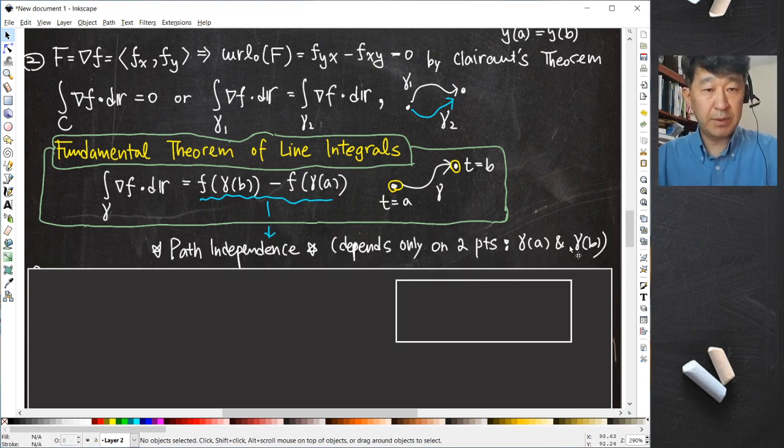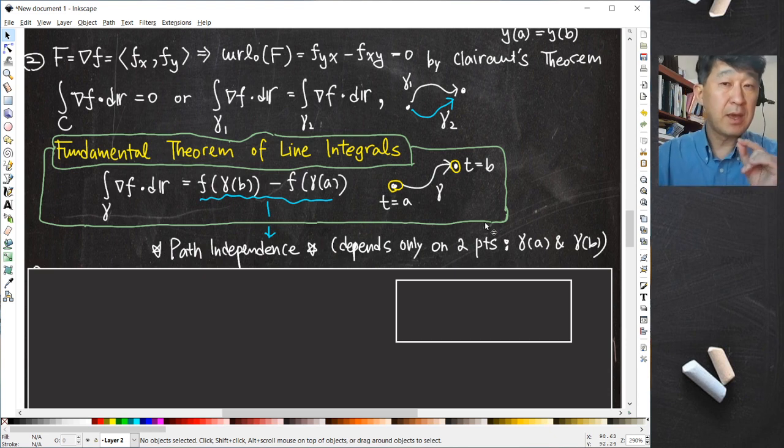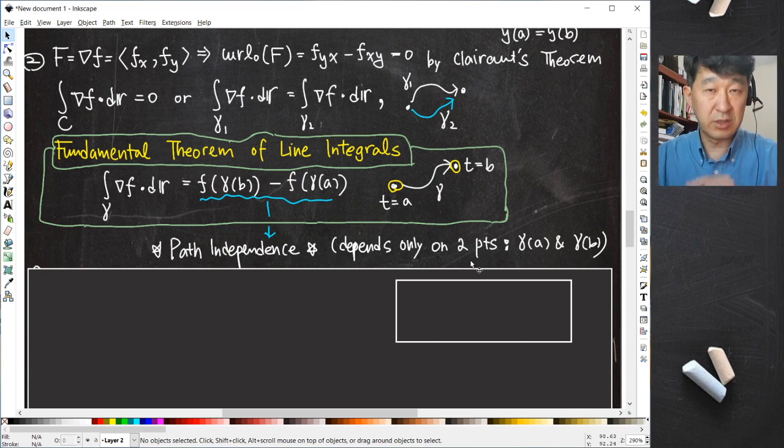They named this property path independence. It kind of makes sense. It doesn't matter what kind of path you choose, as long as you have the same beginning and end point, then the value of the line integral will remain the same all the time, as long as your vector field has the property of vanishing curl. That's the way to say it.